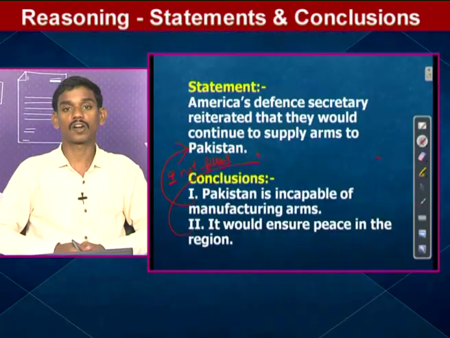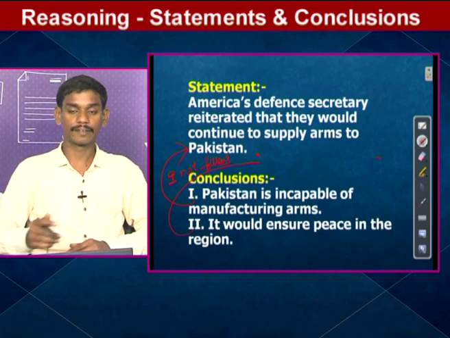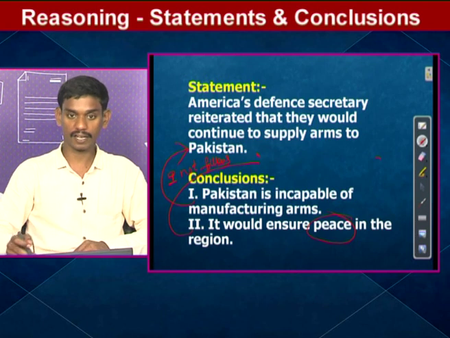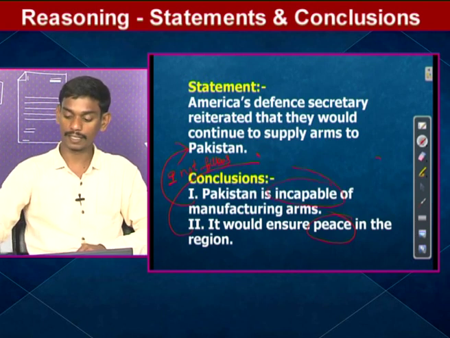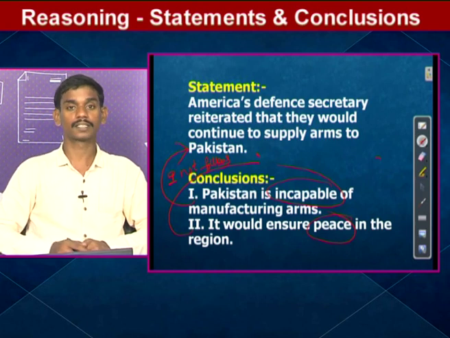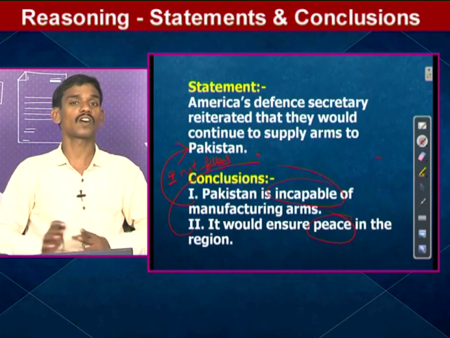We are not talking about the capacity of Pakistan. We are just talking about the statement that the American Secretary of Defense will supply arms to Pakistan. And the second one also does not follow. Why? Because we are not talking about peace in the given statement, and we are not talking about the incapability of Pakistan. So both are not in the statement. So 1 and 2 do not follow here.